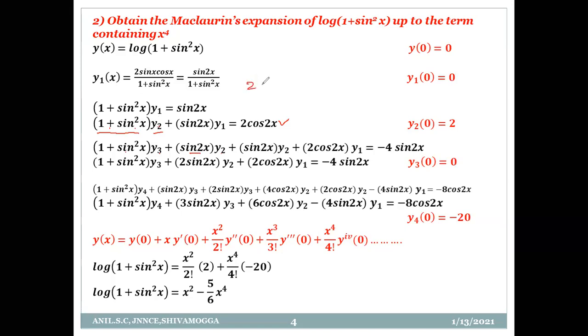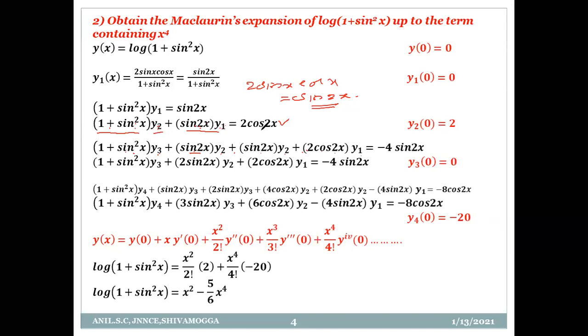The derivative of sin²x is 2 sin x into the derivative of sin x, which is cos x, and 2 sin x cos x is sin 2x. So first function into the derivative of y2 is y3, plus the second function y2 into the derivative of 1 + sin²x, which is sin 2x, plus. Again use the product rule here. This is the first function, this is the second function. First function sin 2x into the derivative of y1 is y2, plus the derivative of sin 2x is cos 2x and the derivative of 2x is 2, into y1 as it is.